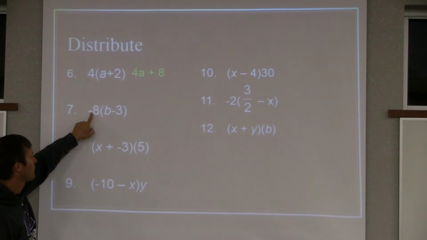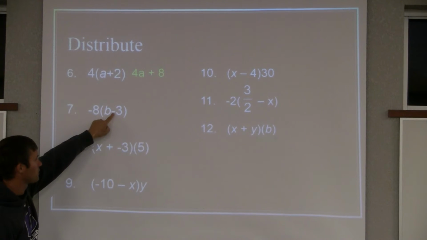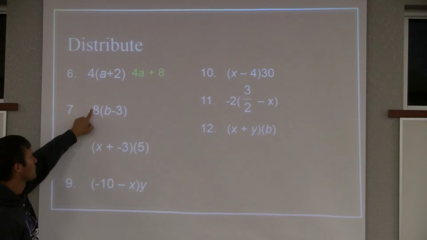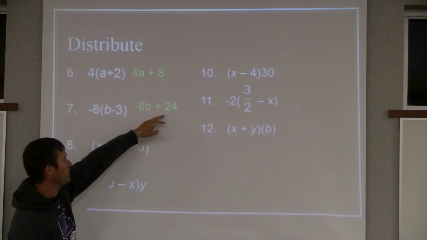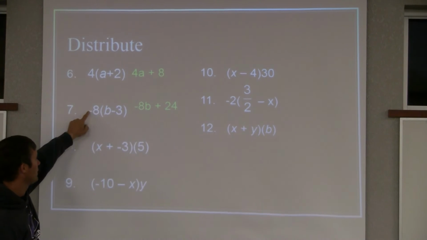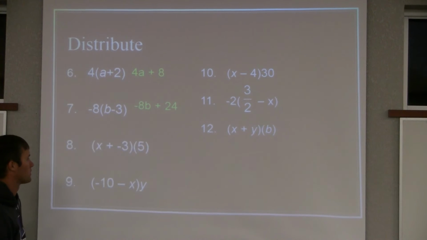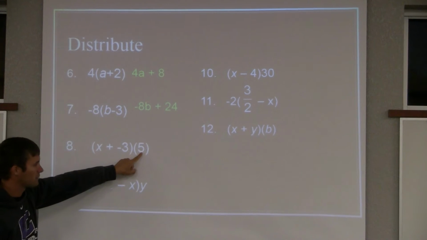And then negative 8 times, if you look at it, there's a minus sign in front of 3, so it means it's negative. So negative times a negative makes it positive. So I went negative 8B plus 24. That negative right here, switch the signs of those. Here it's on the right-hand side, still same thing.